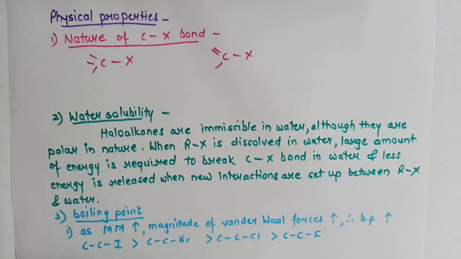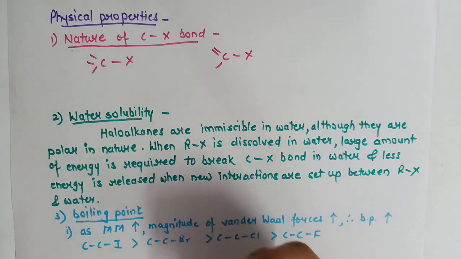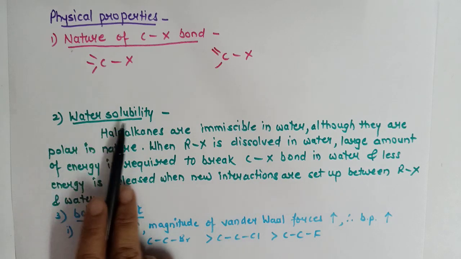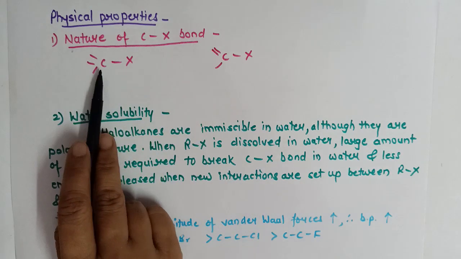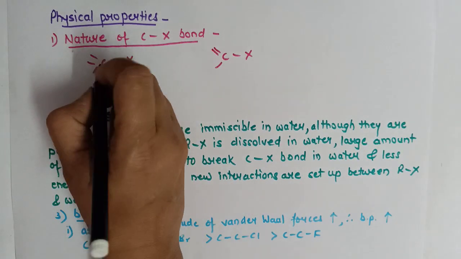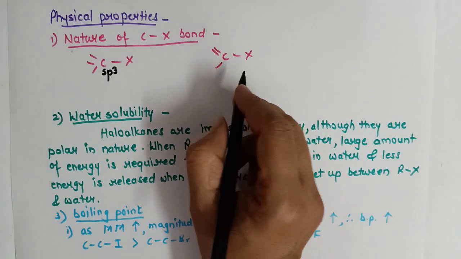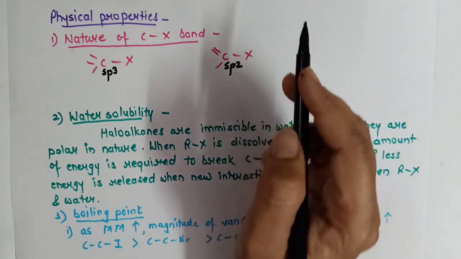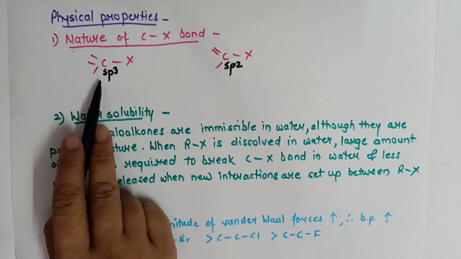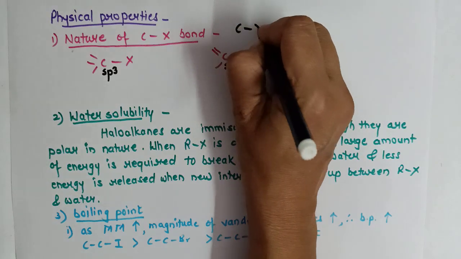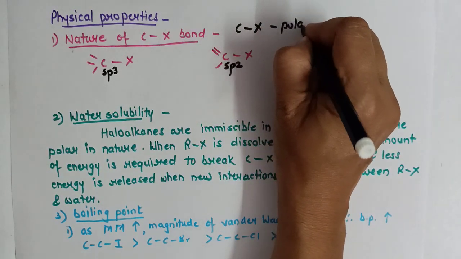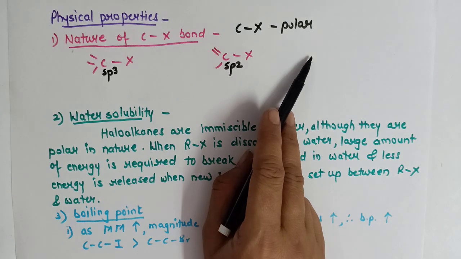So moving on to physical properties, as I have told you, in physical properties generally we discuss water solubility, boiling point, density, symmetry, and so on. But in case of haloalkanes, to understand water solubility, first of all we must understand the nature of the carbon halogen bond. Now we have seen halogen can be attached to carbon when it is either sp3 hybridized or sp2 hybridized. Whether halogen is attached to sp3 hybridized carbon or sp2 hybridized carbon, in both cases the carbon halogen bond will be polar in nature due to difference in electronegativities.